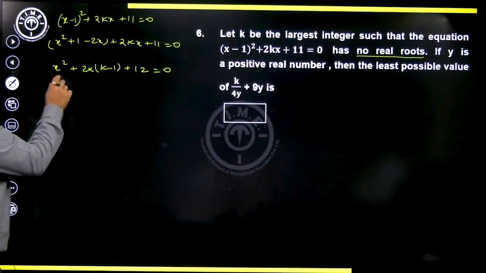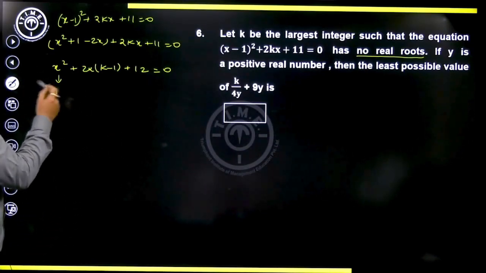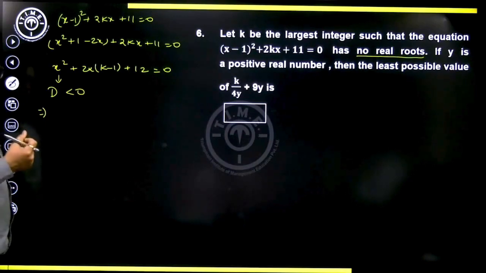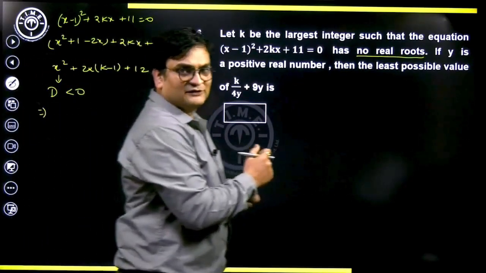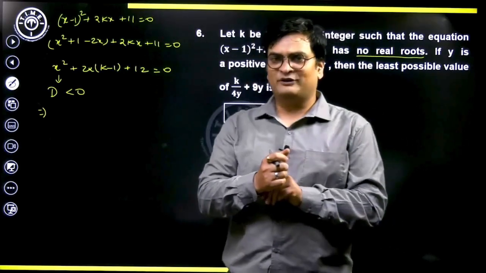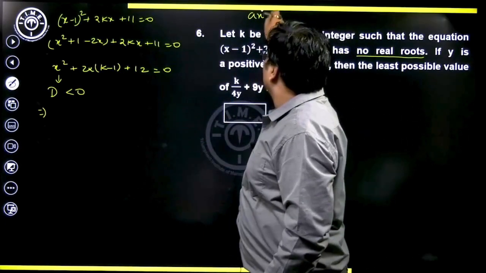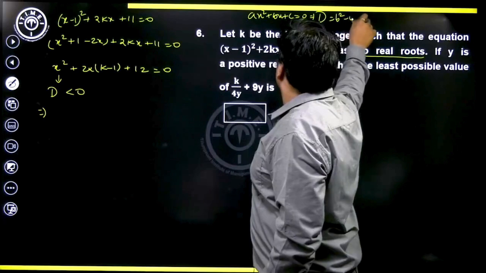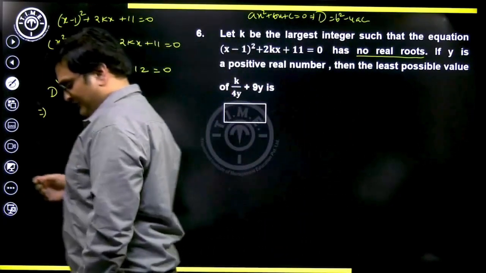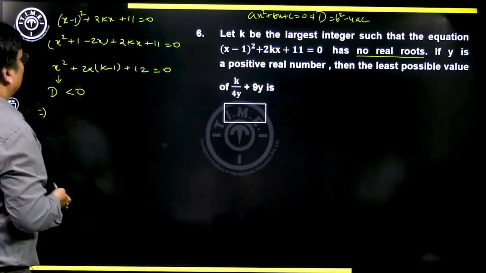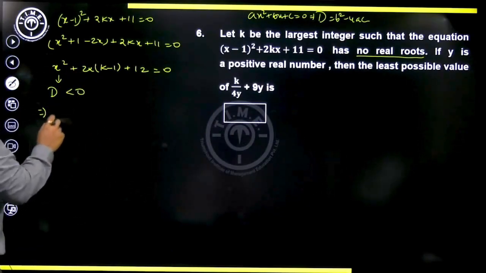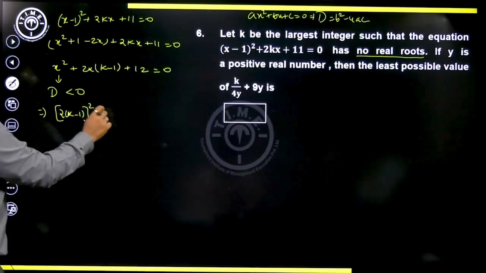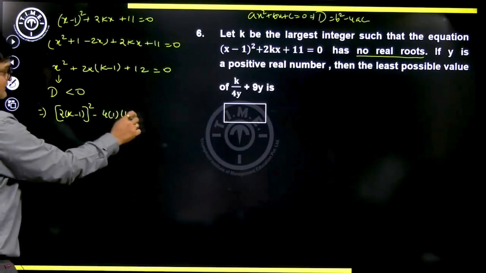If this has no real roots, this directly means what? The discriminant D should be less than 0. What is the discriminant value? I'm sure we all know: for ax² + bx + c = 0, the discriminant is b² − 4ac. Correct? For this equation, it should be negative for the equation to have non-real roots. So the discriminant is b², so [2(k − 1)]² − 4 × 1 × 12 should be less than 0.